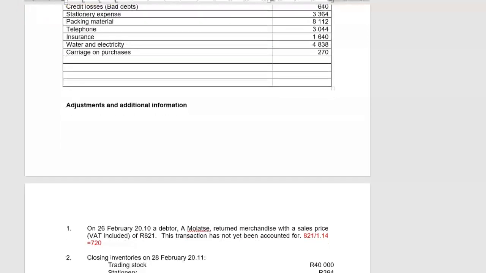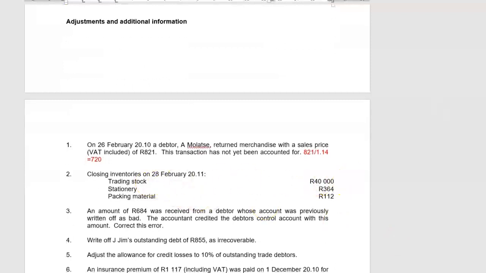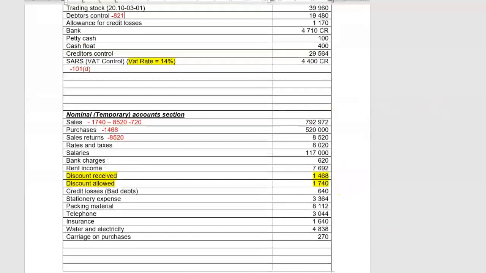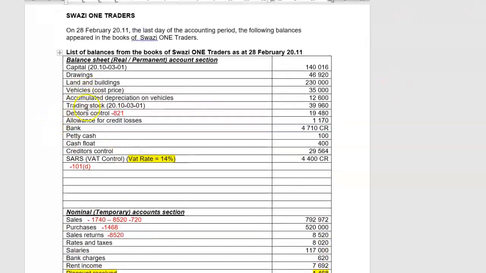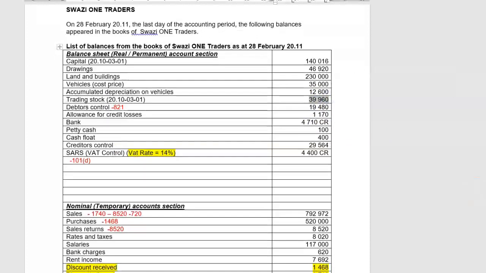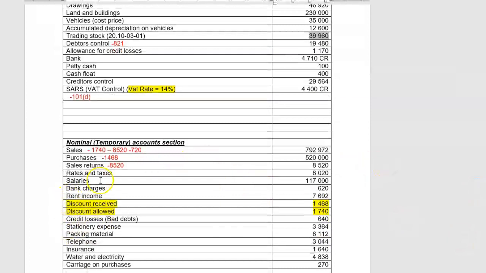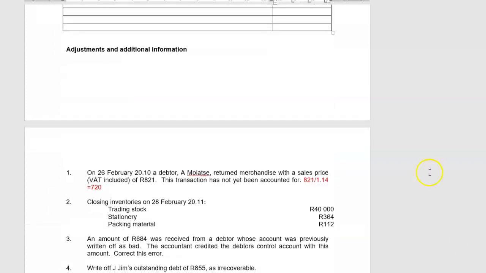The second transaction, our closing inventory, trading stock 40,000. Now going back to your income statement, there clearly you can see purchases. And then if I go to my statement of financial position, you'll see that I have opening inventory there. Obviously it is a periodic system. So I'm going to show my cost of sales as opening inventory of 39,960 plus purchases, whatever the final amount is going to be, plus no purchase related cost as I can see, less closing inventory, which will then be the value of 40,000 Rand.